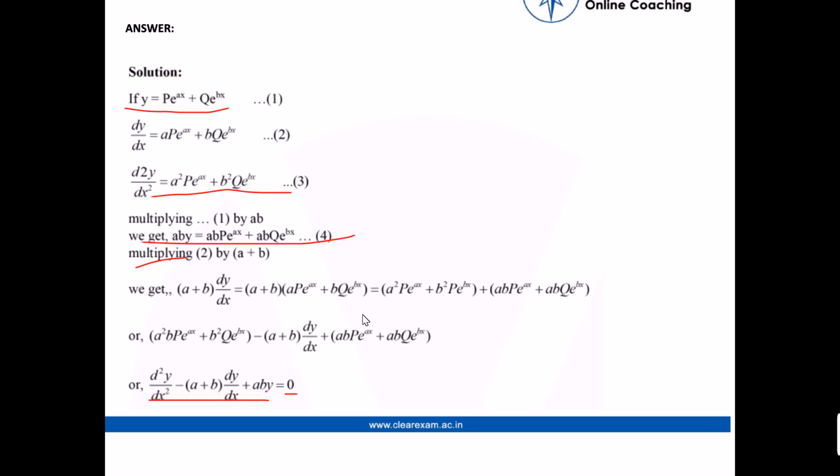Or we can write this equation simply like a² p e^(ax) plus b² q e^(bx) minus (a plus b) dy/dx plus ab p e^(ax) plus ab q e^(bx). We can simply write it also in further form by differentiating it, we get d²y/dx² minus (a plus b) dy/dx plus ab y.